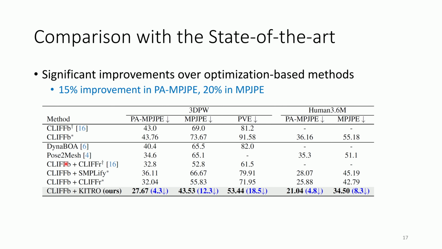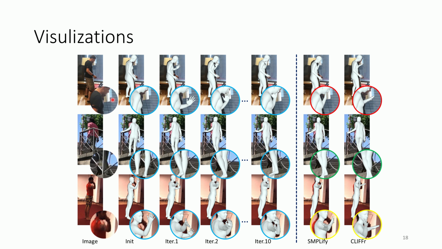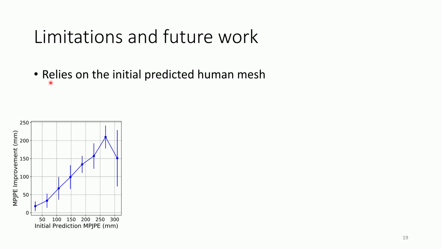Here we compare our approach with the SOTA human mesh refinement methods. By comparing with optimization-based methods, like CLIF and SMPLify, our KITRO demonstrates a significant enhancement over them. According to the visualization, KITRO refines the pose progressively and delivers more accurate alignment with 2D evidence, avoiding common issues like depth penetration. Our method has some limitations.